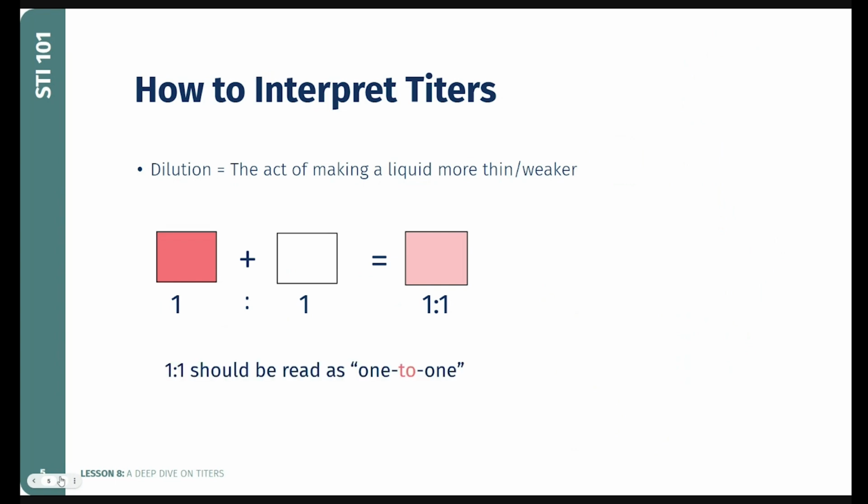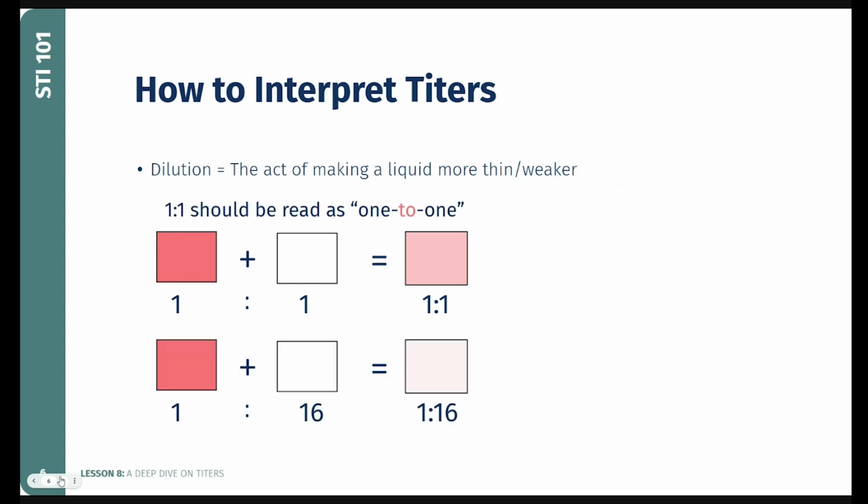A laboratorian runs a titer by slowly diluting or thinning out a sample, usually blood, until bacteria can no longer be detected. To demonstrate this, let's take the colors red and white. If we want to dilute the red color by running a 1-to-1 titer, for every 1 drop of red, we are going to add 1 drop of white, resulting in a soft pink color.